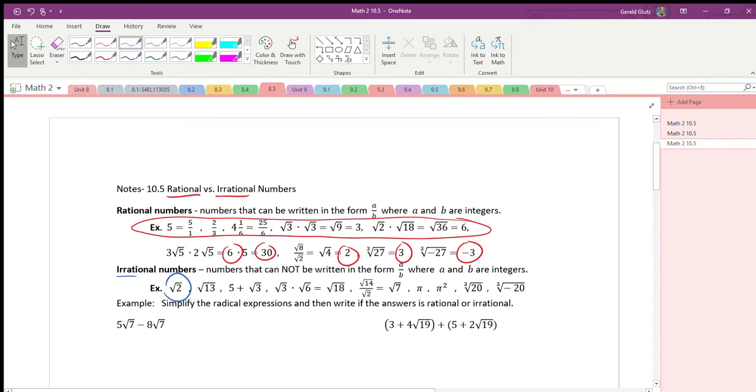So this is one number, because if I added 5 plus the square root of 3, that would just be one number. But it's also irrational because part of that number is inside of the square root. A square root of 3 does not equal a whole number. If I multiply square root of 3 times square root of 16, that does not equal a whole number. So those are irrational. Pi is also an irrational number.